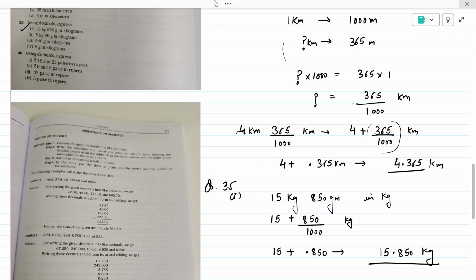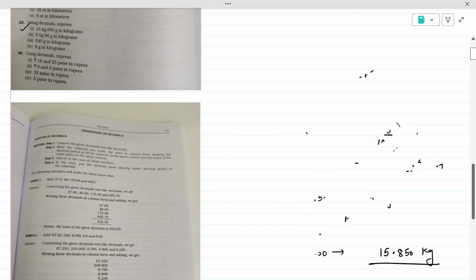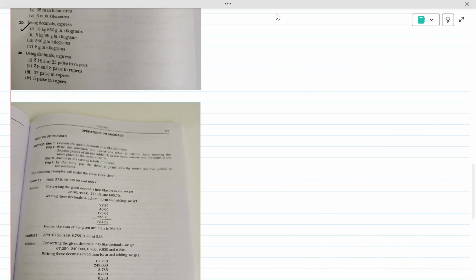And in the last question of this exercise, question number 36, we have to use decimals for the conversion of rupees and paisa. We know that in 1 rupee we have 100 paisa. So we have to use the same conversion here. Question number 36, first part, we have 18 rupees and 25 paisa. We have to convert this into rupees.